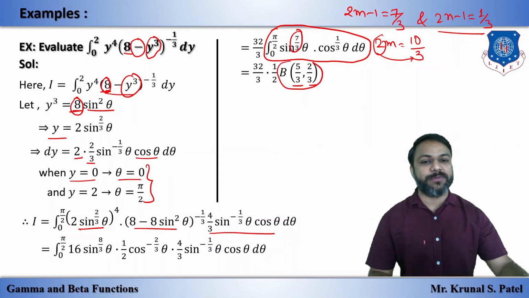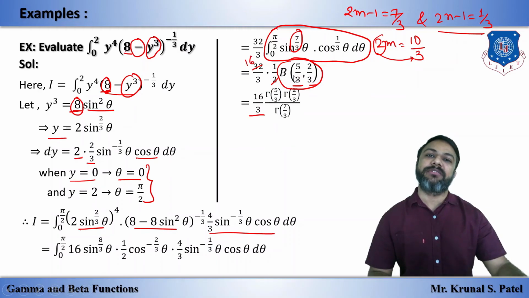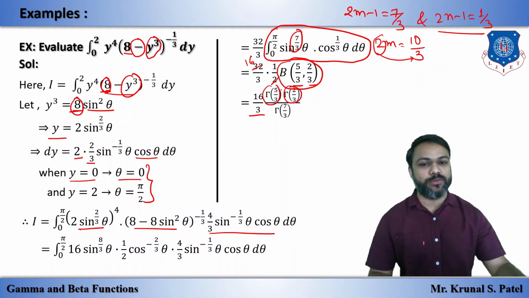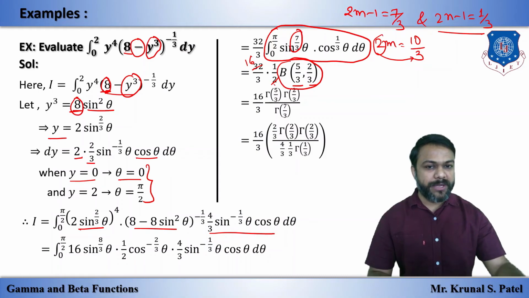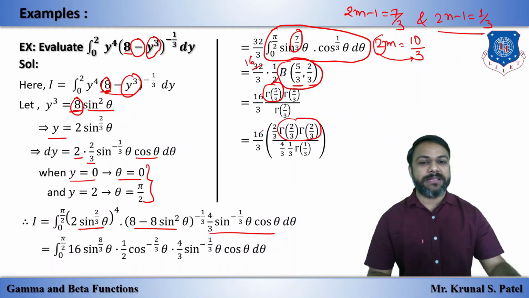Now, we have this beta and 1 by 2. By cancelling this 2, we have 16 by 3. And by using the relation between beta and gamma, we have gamma 5 by 3, gamma 2 by 3 upon gamma of the addition of 2 by 3 plus 5 by 3, which is 7 by 3. By simplifying this using the gamma function, subtract the denominator from the numerator, so we get gamma 2 by 3 and gamma 2 by 3. So this is a whole square, and by simplifying this we have the final answer.